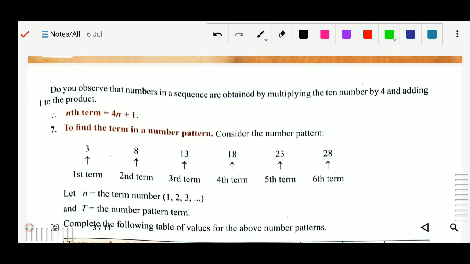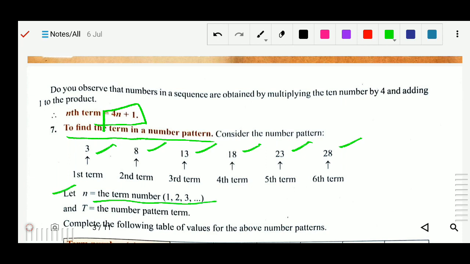So what is the rule for this? 4 into n plus 1. Like you can see, to find the nth term, here 3, 8, 13, 18, 23 terms are given. This n stands for the number of terms, 1, 2, 3 terms are given. This t is the term, and n is the number of the pattern.